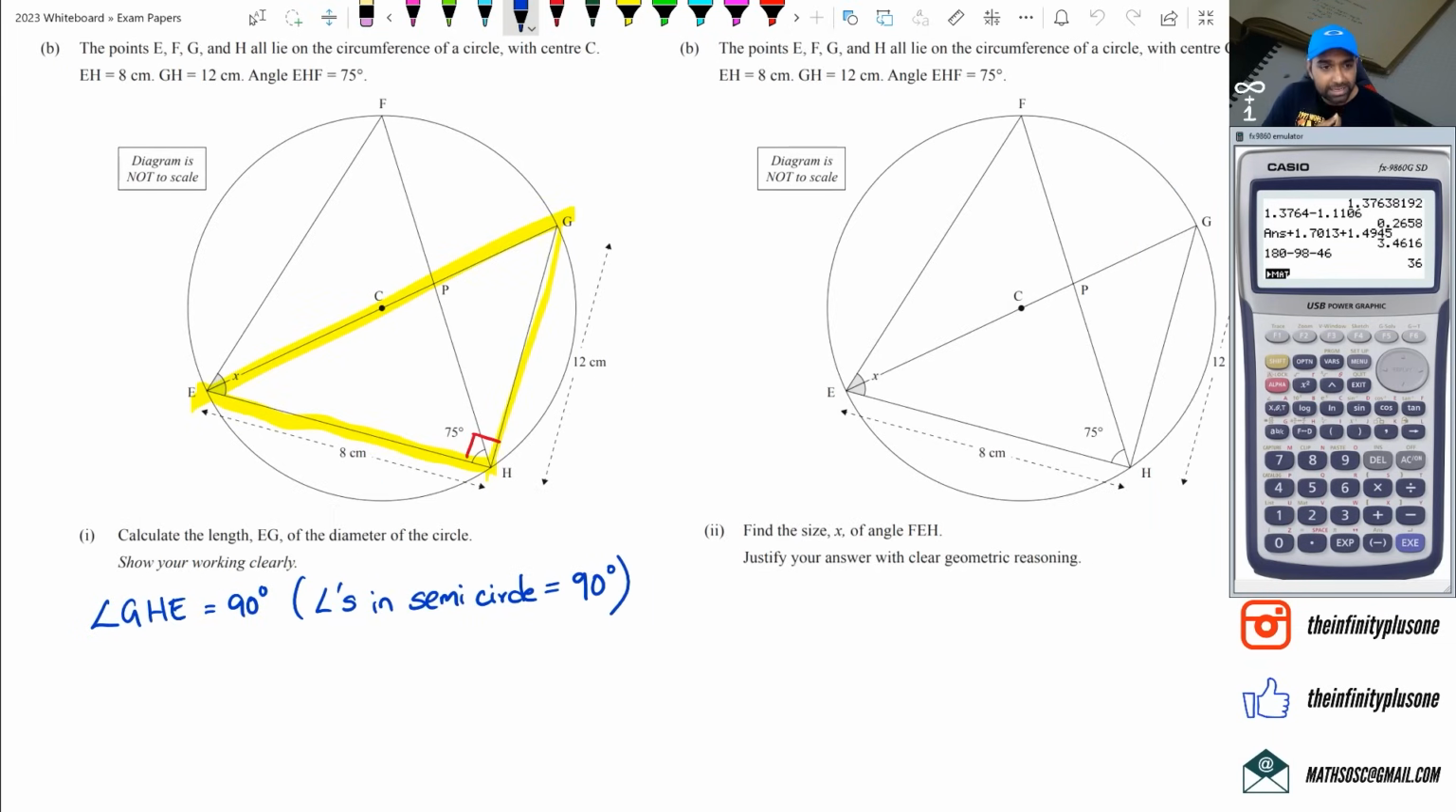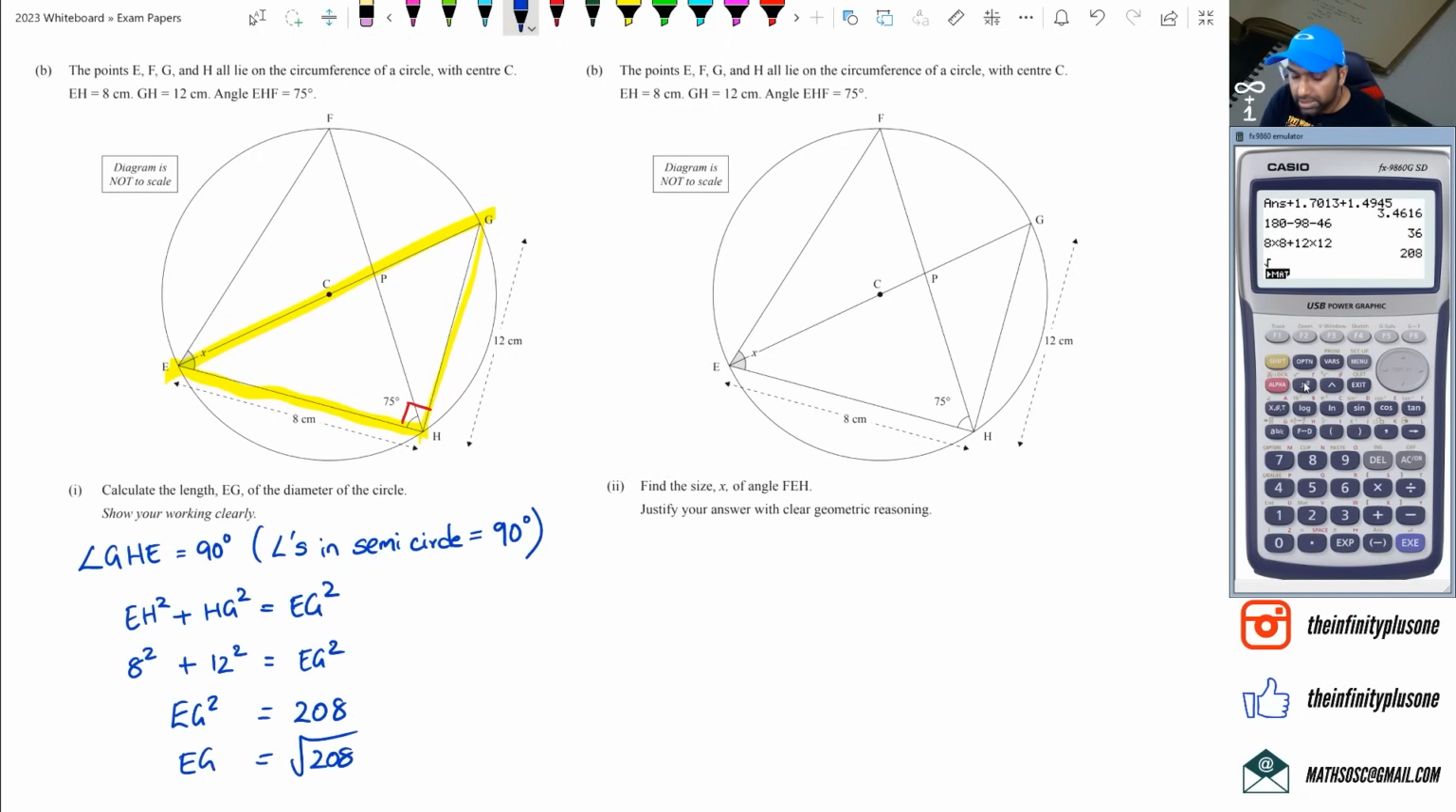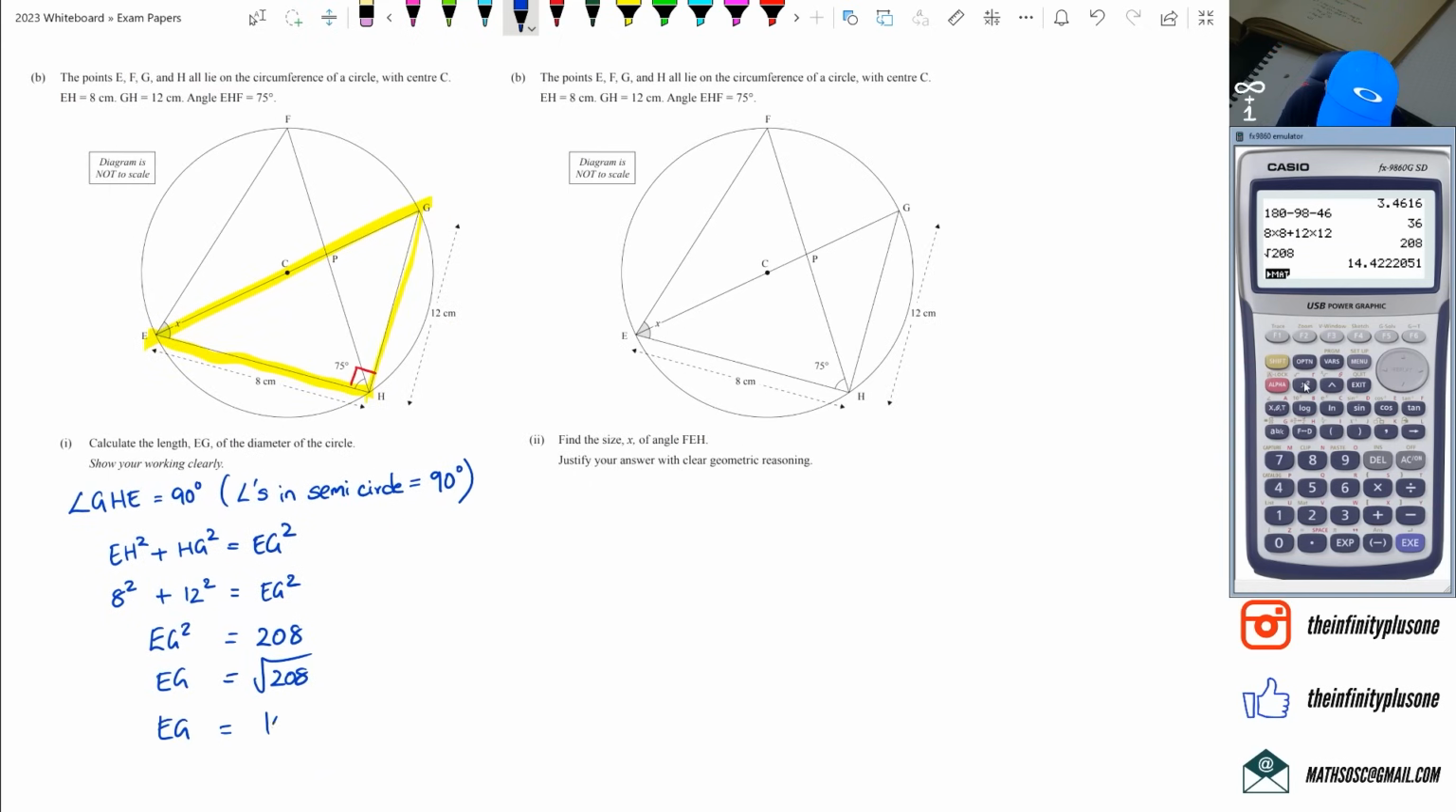So once we've got the 90 degrees, next thing we can do is say that EH squared plus HG squared equals EG squared. EH is 8 squared plus 12 squared equals EG squared. So we're going to work this out in the calculator. So we've got 8 times 8 plus 12 times 12. That's 208. So EG squared is equal to 208, and EG is equal to square root of 208, which is 14.42. So we can say that EG is equal to 14.42, is it centimeters? Centimeters.